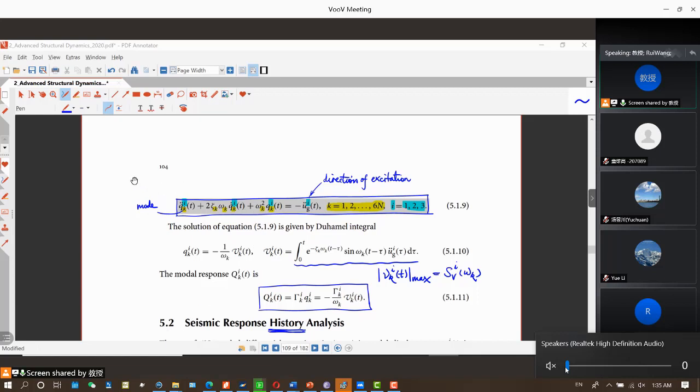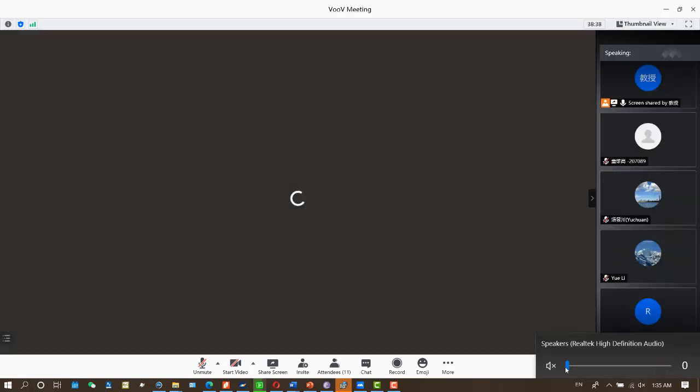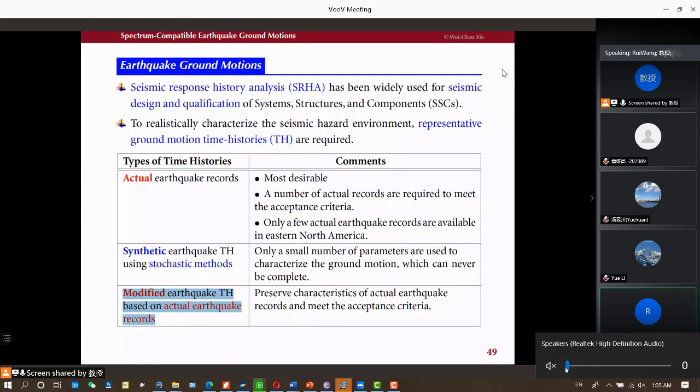Okay, so the third is the modified earthquake time history based on actual earthquake records. And this is usually the preferred method because it is based on actual earthquake records. So it preserves the characteristics of actual earthquake records and by modifying the real earthquakes, they also meet the acceptance criteria.